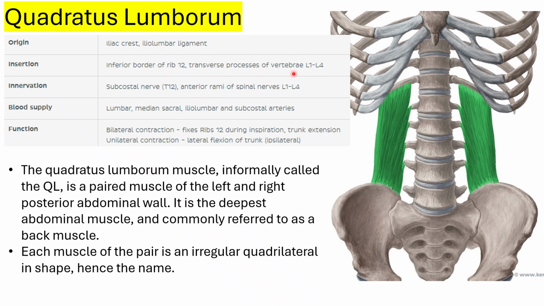Insertion is rib 12 and transverse processes of vertebrae L1 to L4. Innervation is subcostal nerve T12 and anterior rami of spinal nerves L1 to L4. Blood supply is lumbar, median sacral, iliolumbar, and subcostal arteries. Bilateral contraction and unilateral contraction: fixes rib 12 during inspiration, trunk extension, and lateral flexion of trunk, which is ipsilateral, so equally on both sides.